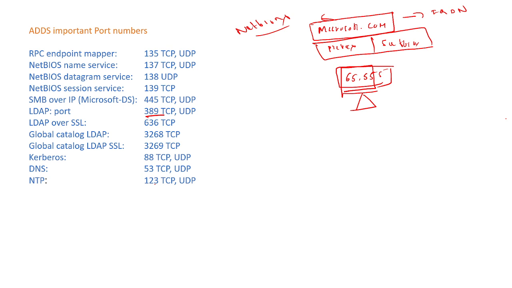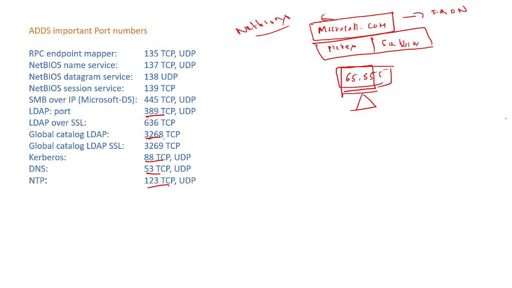This one will ask: DNS is 53, Kerberos 88, NTP is 123, and global catalog. So whatever I have marked here, those ports will definitely be asked, guys. Take a photo and tomorrow I'll ask you the port numbers. These ports are very important to have a healthy Active Directory environment.